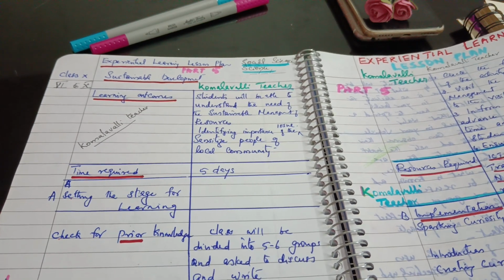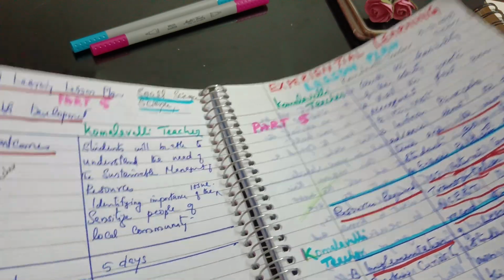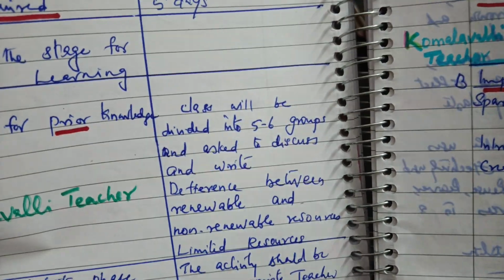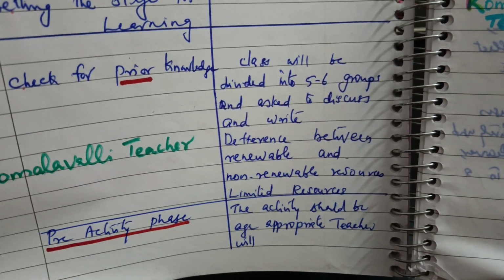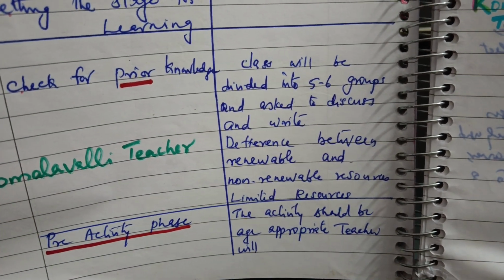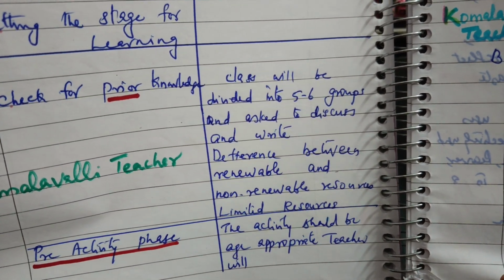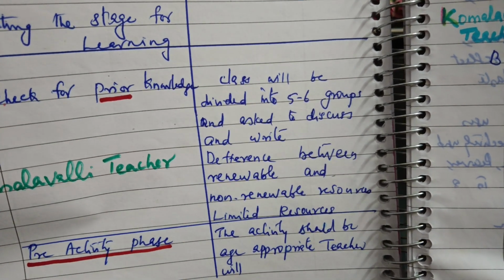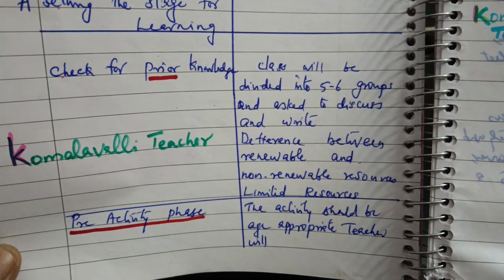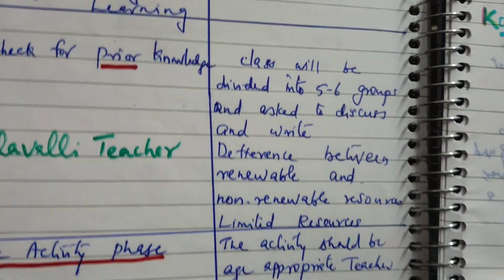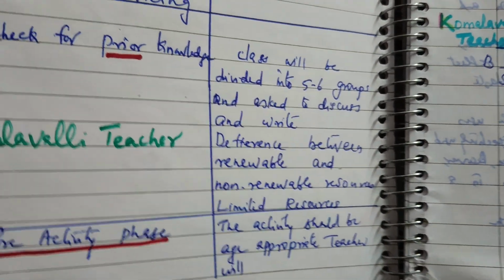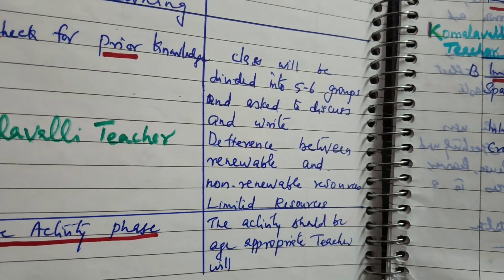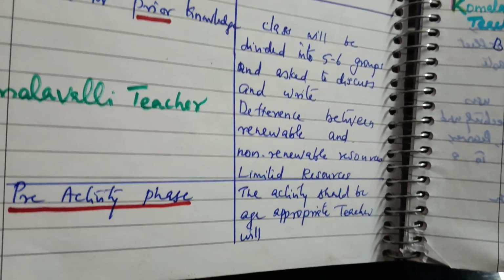So, check for prior knowledge. The class will be divided into 5 to 6 groups and asked to discuss and write the differences between renewable and non-renewable resources. One important thing is that it is related to time period. Resources which can be renewed within a particular period of time are known as renewable resources. Resources which cannot be renewed within a particular period of time are known as non-renewable resources.